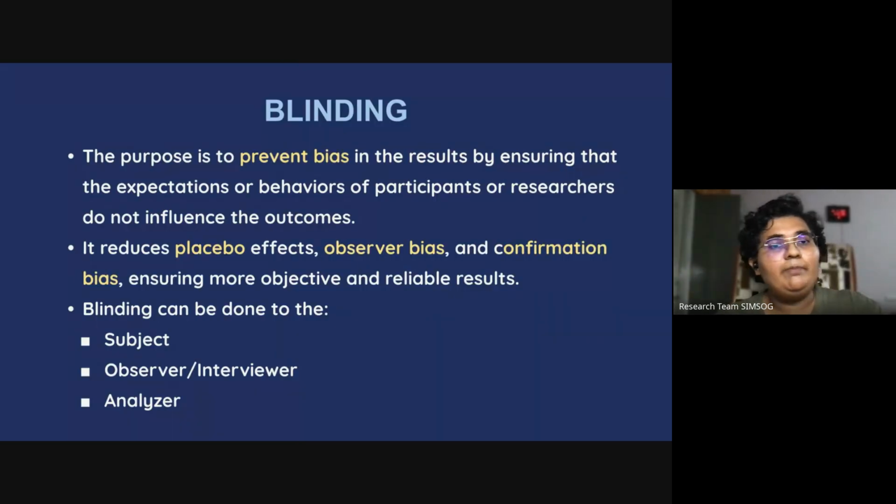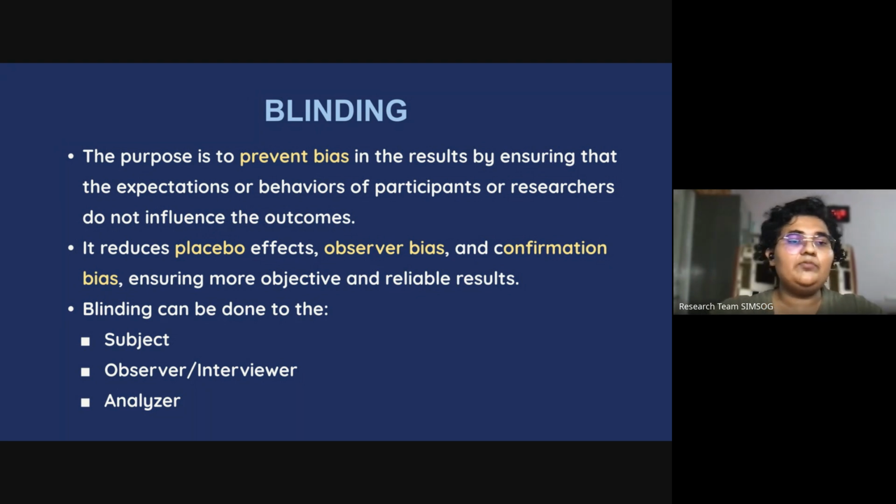So the purpose of the blinding is to prevent bias in the results by ensuring that there is no preset mindset of any expectations or any behaviors of participants or the researchers, and it doesn't influence the outcome. So it will reduce the placebo effect, it will reduce observer bias and confirmation bias, and it will ensure more objectivity and more reliable results.